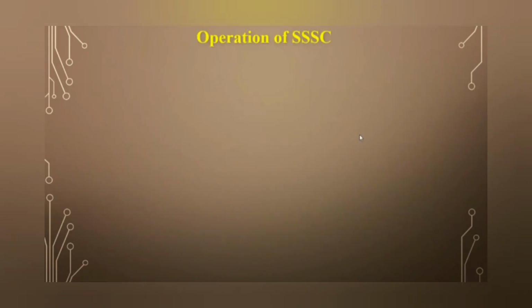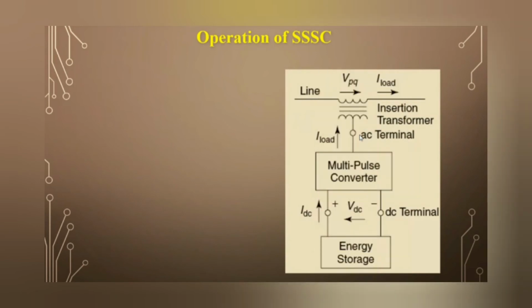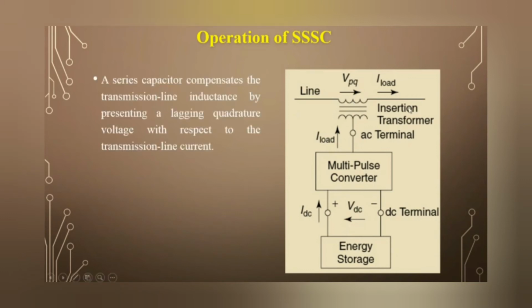So now we learn about the operation of an SSSC. The SSSC comprises a multi-phase voltage source converter with a DC energy storage, as shown in this figure. The controller is connected in series with the transmission line. The operating modes of the SSSC are graphically illustrated by this diagram.